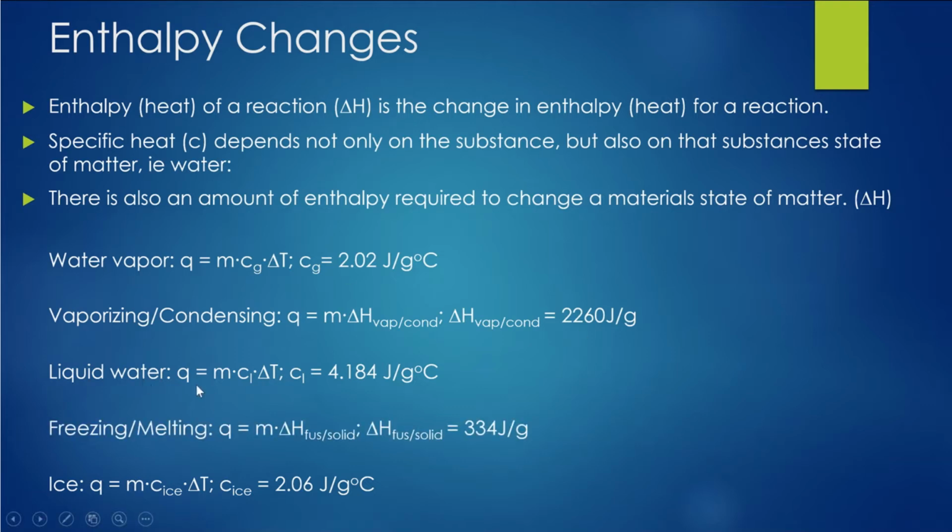And when you're freezing or melting water, again, the formula, the energy found, is how much mass you have times your delta H fuse or solidify. So fuse is fusion, like melting, and solidifying is freezing. And the delta H fuse or solidify is 334 joules per gram of water that you have.